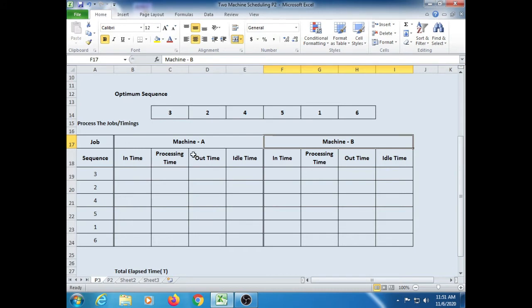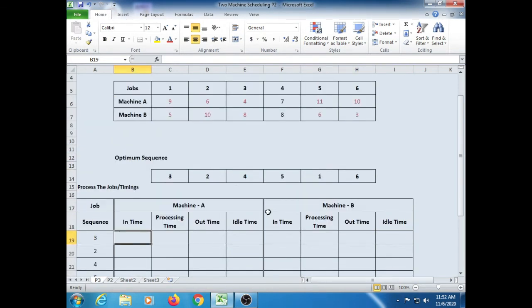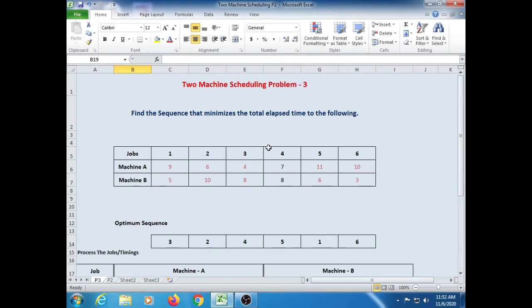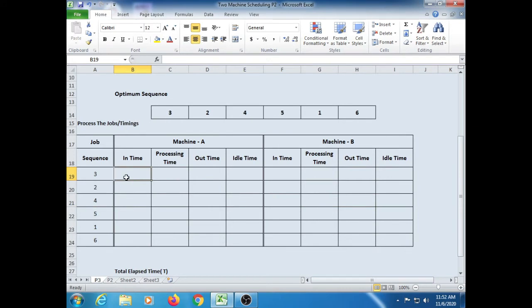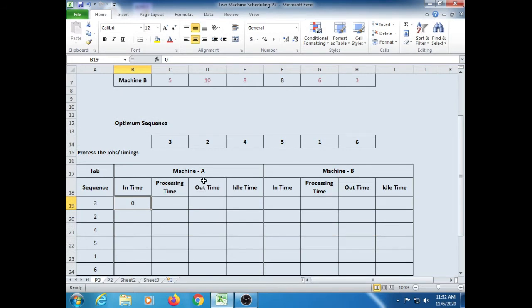So here, for machine A, what is the in time, processing time, out time, and we have to find out the idle time also, no problem. For machine B, in time, processing time, out time, and idle time. Okay, so here in a two machine scheduling problem, any job starts from 0 time. We have to start the job at 0 time. Okay, at 0 time we have to process.